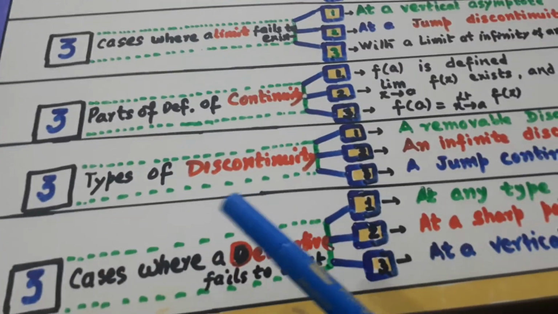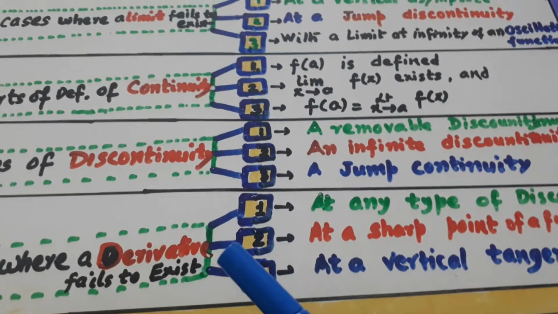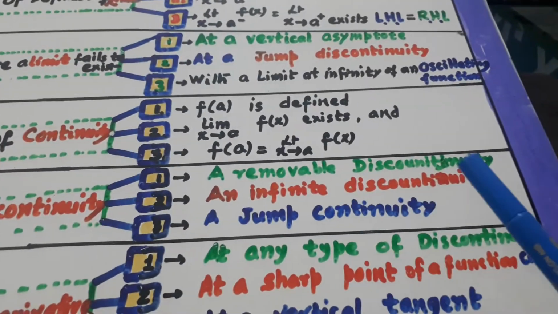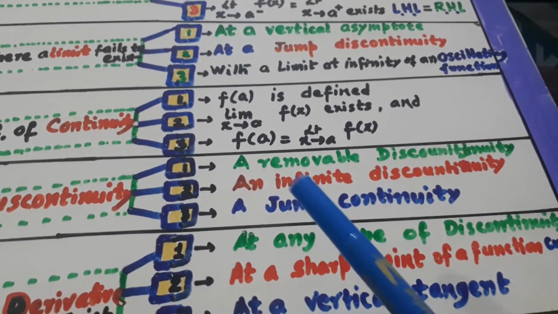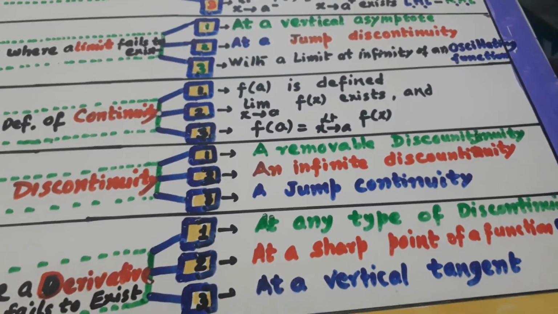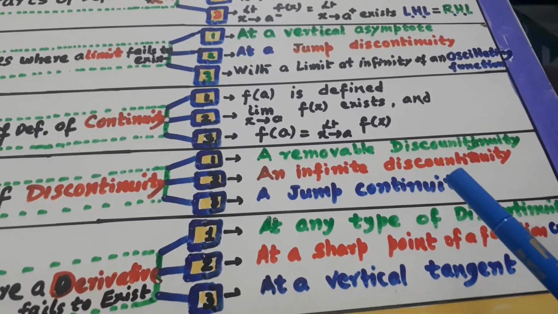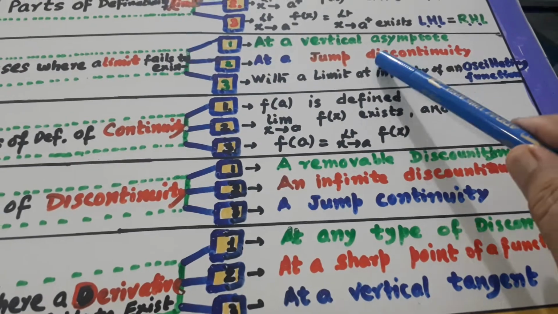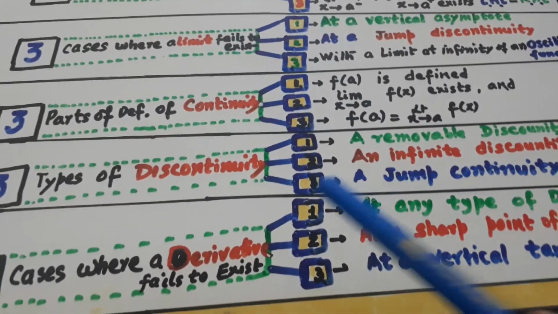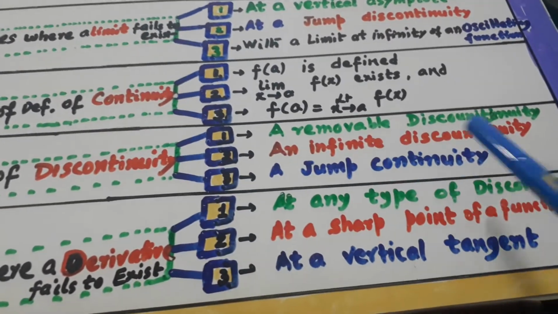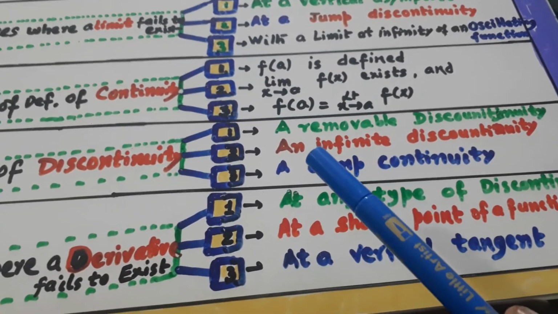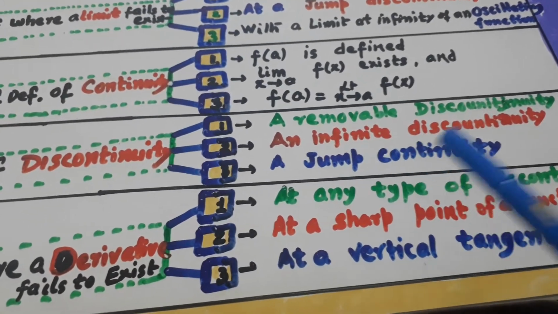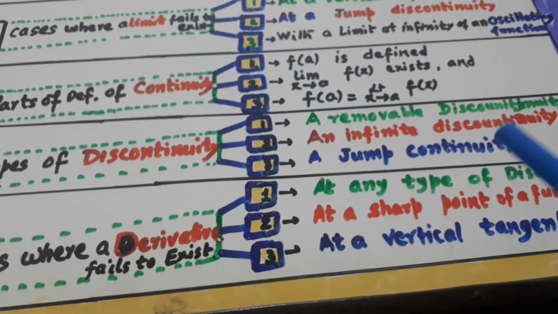Then there are 3 types of discontinuity: a removable discontinuity, an infinite discontinuity, a jump discontinuity. 3 cases we discussed. A removable discontinuity, an infinite discontinuity, a jump discontinuity. Let us go to the last one.